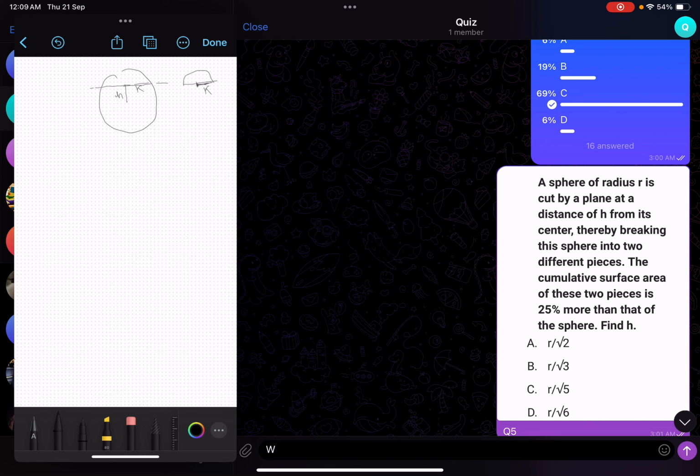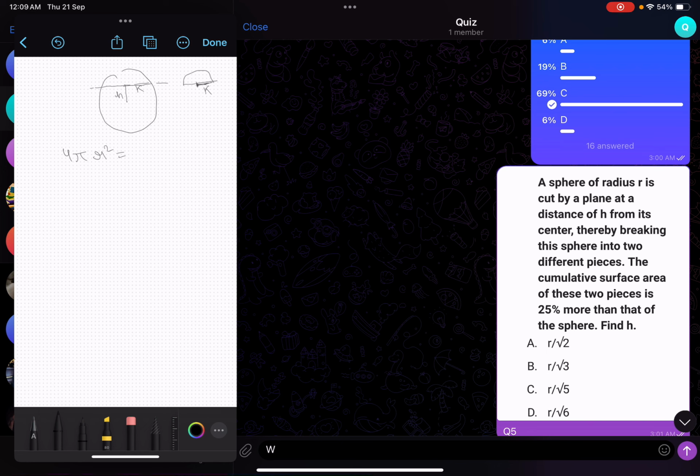Now our question: it is given that a sphere of radius r is cut by a plane at distance h from its center, thereby breaking into 2 different pieces. The cumulative surface area of these 2 pieces is 25% more than the sphere. So the area initially was how much? The area of the sphere will be 4 pi r square. Okay, this is the old one.